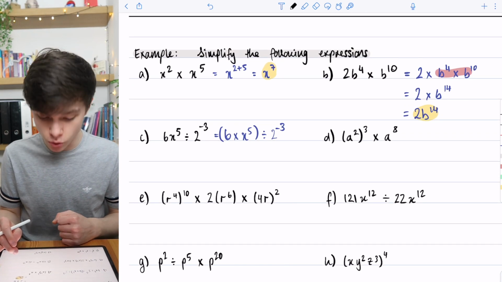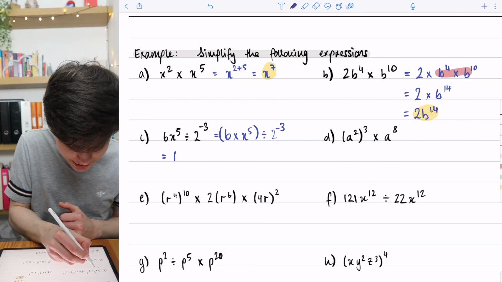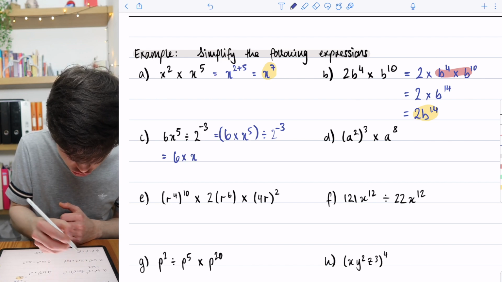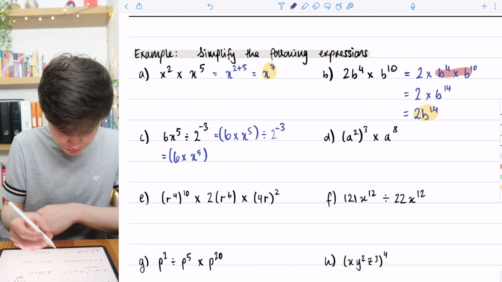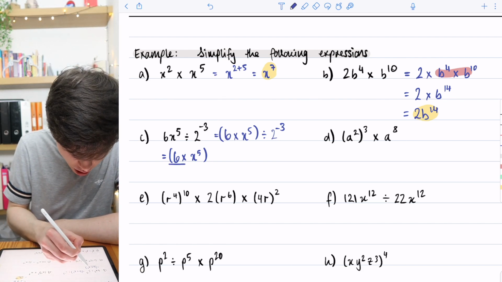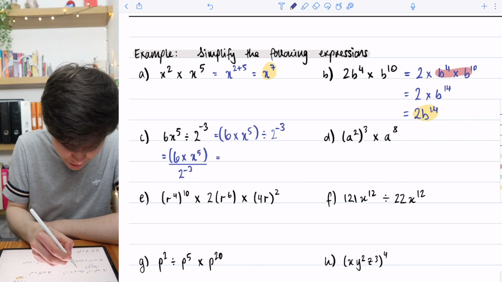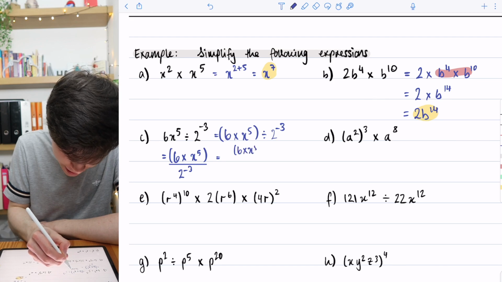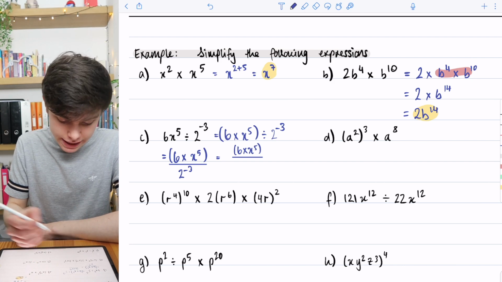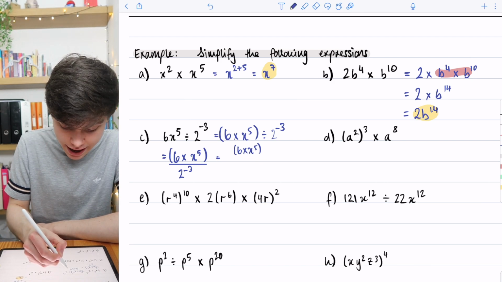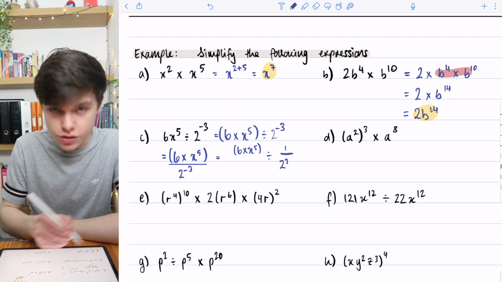So, using that rule, we can write this as 6 times x to the 5, and then we're going to divide by 2 to the minus 3. We will then have 6 times x to the 5 divided by, and we don't really need to write it as a fraction, divided by 1 over 2 to the 3.